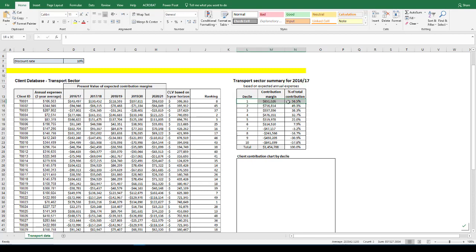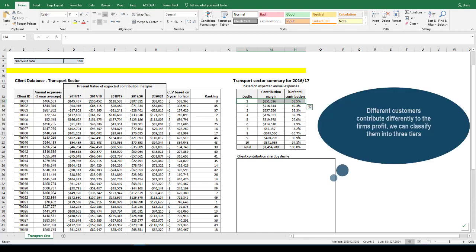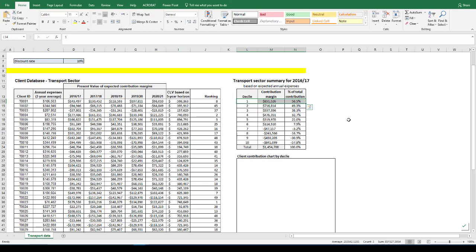It tells us that the first decile, the first 5 clients, accounts for 58% of the total contribution. The second decile, 49%. The third, 38%. And it's getting worse and worse. So based on these total contributions, we can classify customers into different groups.